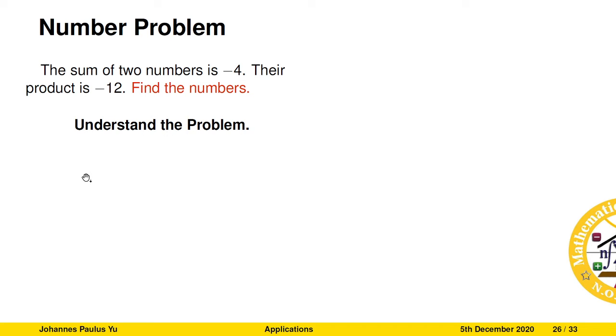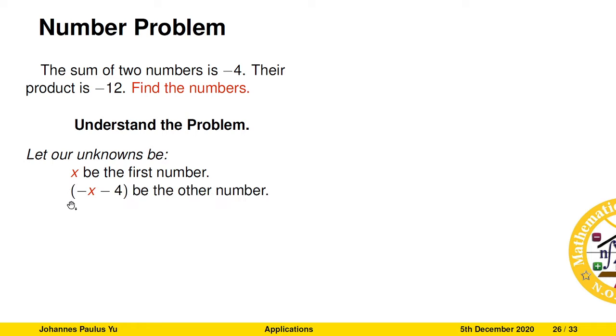If we do not know, we have to devise something or make a representation. Let x be the first number. And what shall we do with the first number? Let us restate it in Bisaya. The two numbers we add, we combine, and the result is -4. So the second number must be negative x minus 4, or the quantity of negative x minus 4.